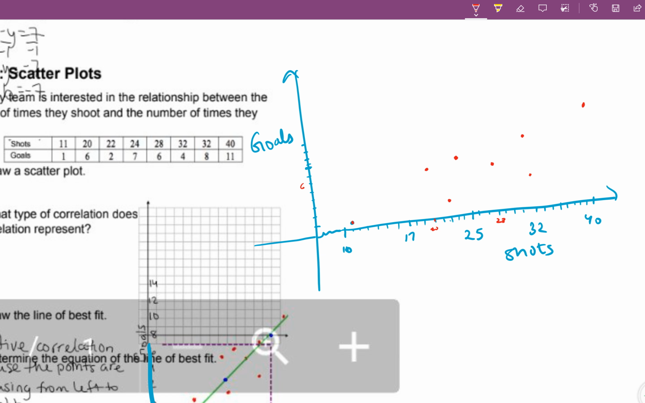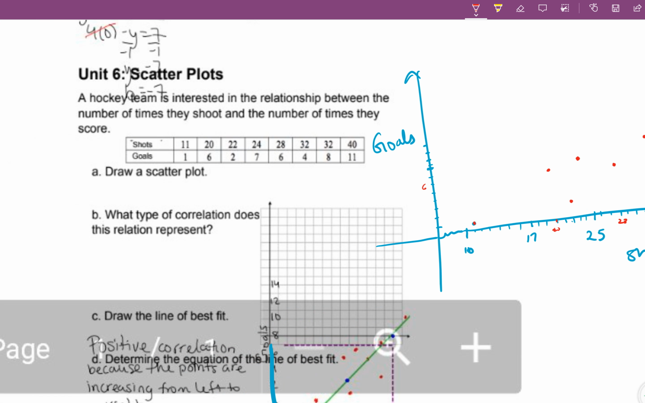Shots versus goals. Good. Yeah, but then how do you draw the best fit of line? That's true. Now the next thing is the line of best fit. That's what they're asking for.